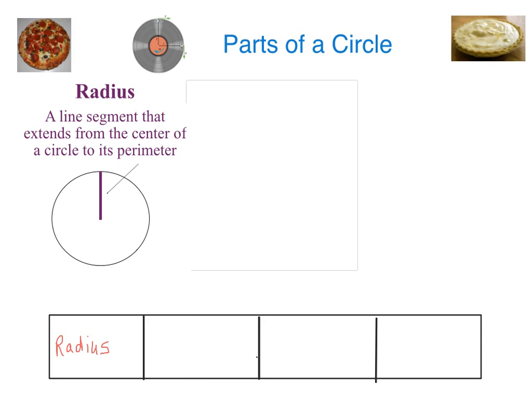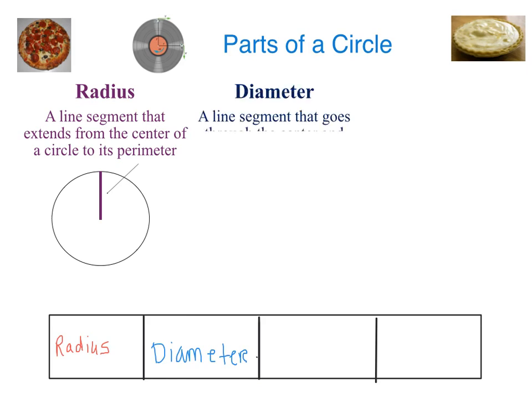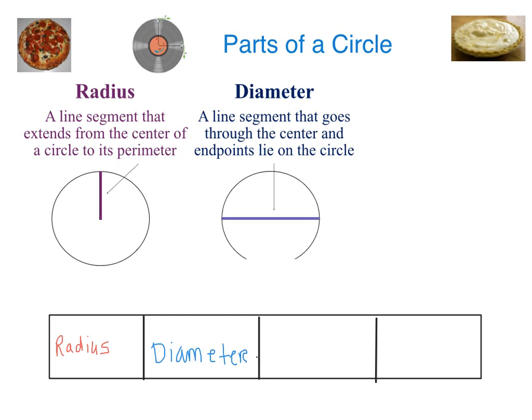So a radius is a line segment that extends from the center of a circle to its perimeter, or to the outside. Pause the video to give you enough time to write this definition and drawing down. On the outside of the second tab, go ahead and write the word diameter. A diameter is a line segment that goes through the center of the circle and whose endpoints lie on the circle. So now open up the diameter tab and write down the definition and the drawing.